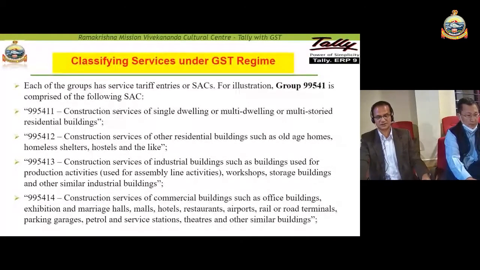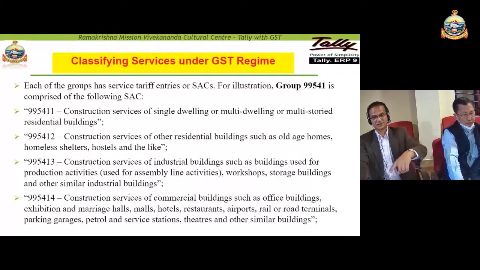If you consider only construction services, you see Chapter 99, 54, 11, which refers to construction services of single dwelling or multi-dwelling or multi-storeyed residential buildings. Whereas if the last digit is changed from 1 to 2, it refers to construction services of residential buildings such as old age homes, homeless shelters, hostels, and the like. 13 refers to construction services of industrial buildings used for industrial or commercial activities. 14 refers to altogether different types of services.